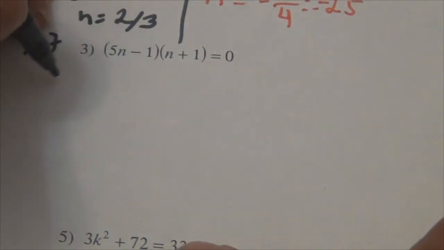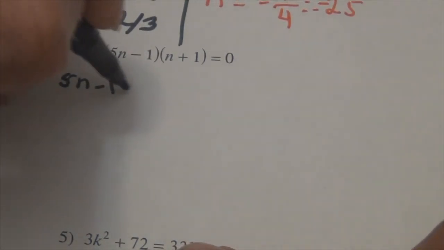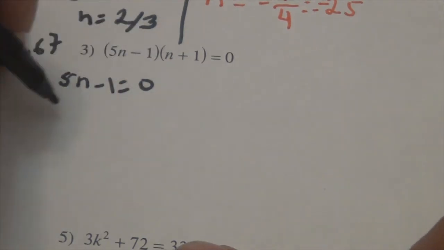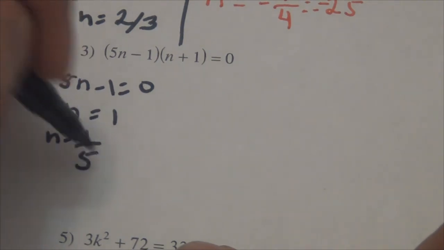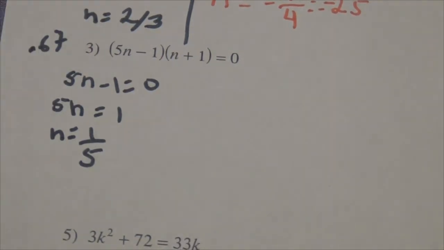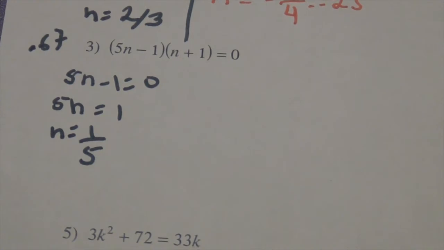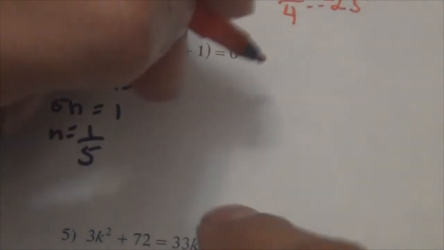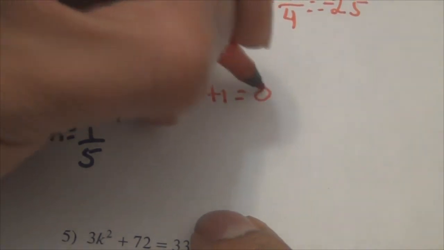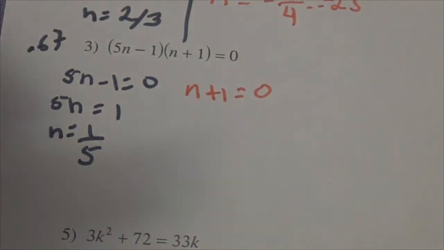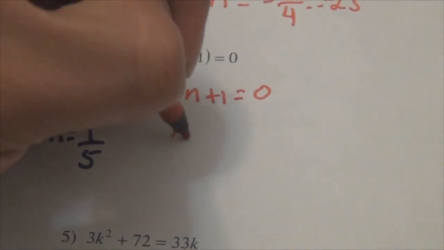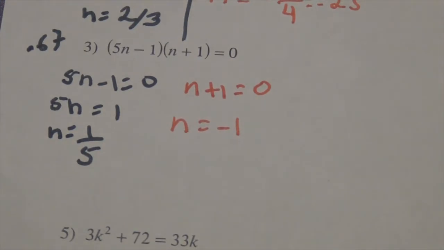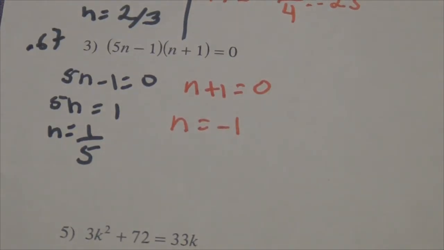So then 5n minus 1 equals 0. So add 1 to both sides, divide by 5, and then the other factor, n plus 1 equals 0. Here I don't even have to solve it. Why? Because what number plus 1 is 0? Negative 1, so n has to be negative 1. See that? Okay then. And now, to prove my point, let us graph this.